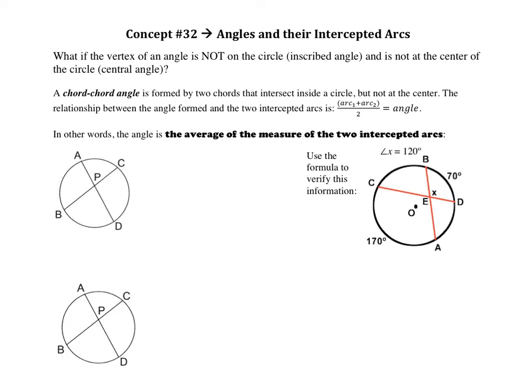So here we're going to look at what if the vertex of an angle is not on the circle as an inscribed angle and not at the center of the circle as a central angle. What other situations might you come up with?